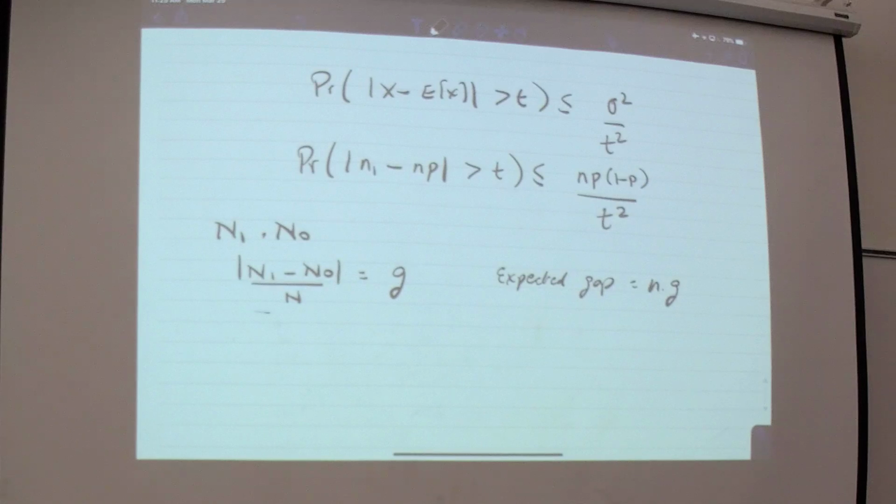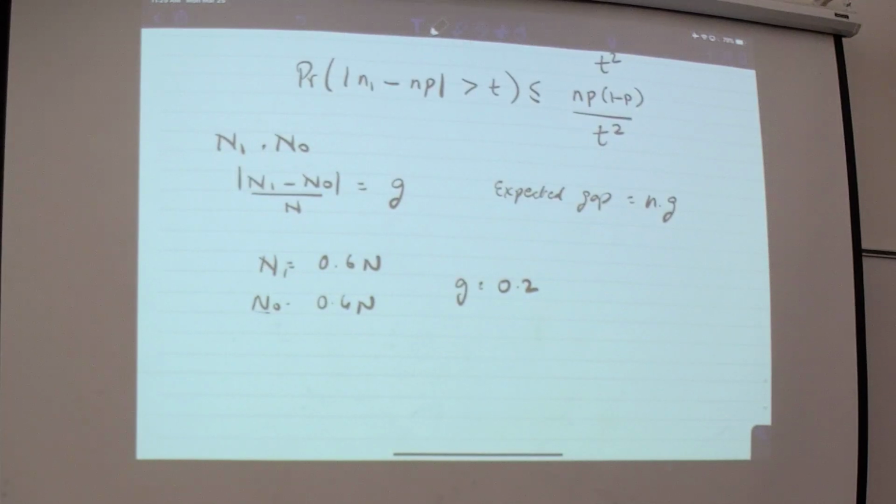And what you don't want is your estimate of the value to be more than half the gap, because at that point, you might flip things around. If you have a fixed size sample, let's say concretely that n1 was 0.6 times n, and n0 was 0.4 times n, right? So the gap, g, is equal to 0.2.